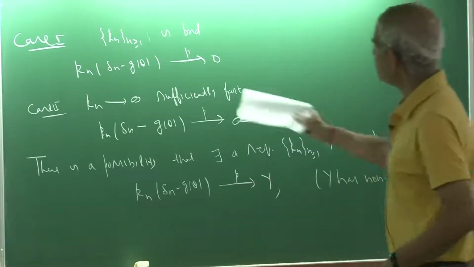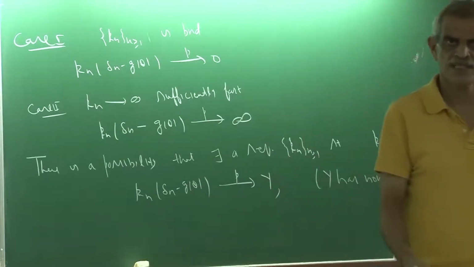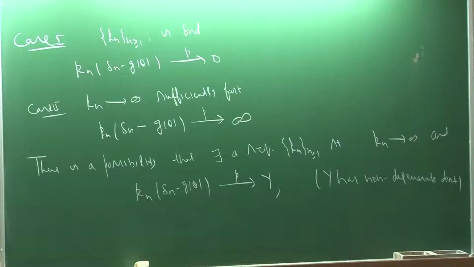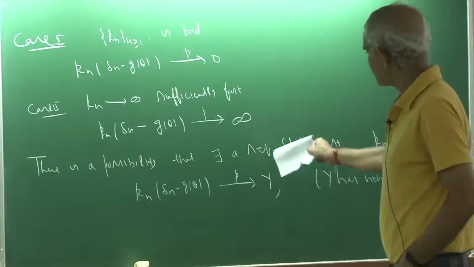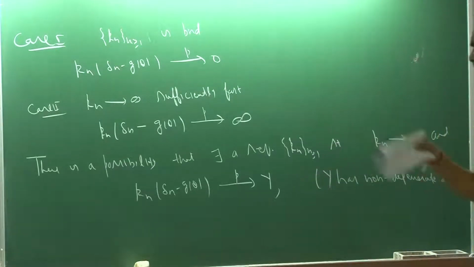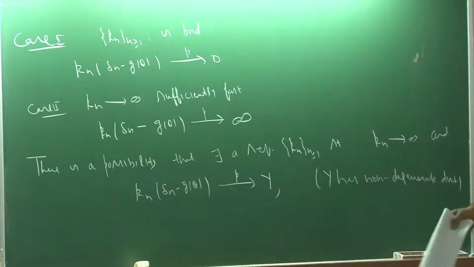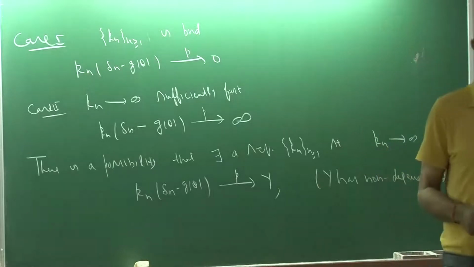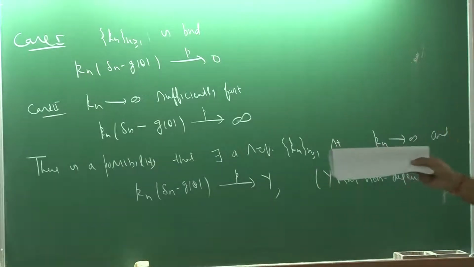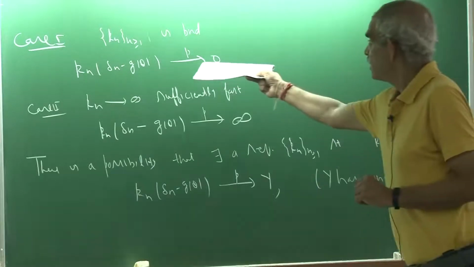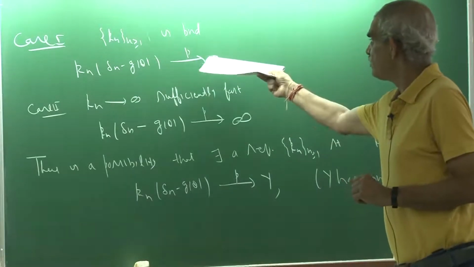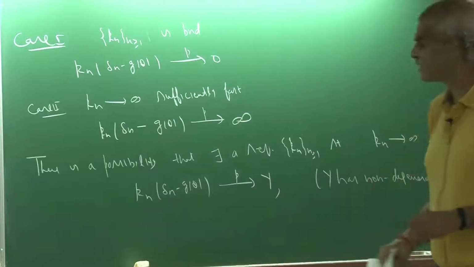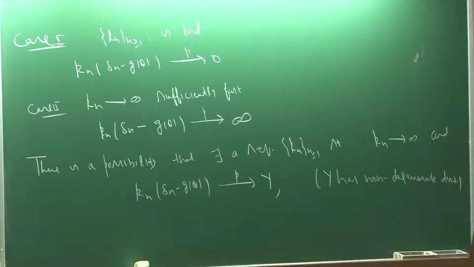So note that convergence in probability to 0 implies convergence in distribution to a degenerate random variable 0. What is being emphasized here is that there is a possibility that there is a sequence Kn such that Kn goes to infinity, but once you multiply delta n minus g theta by Kn, you get a convergence to a non-degenerate random variable Y. Whereas convergence in probability to 0 means your distribution is degenerate at 0.